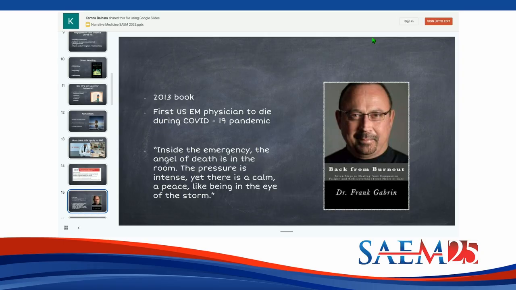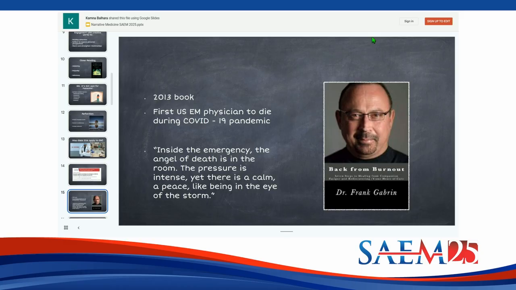This is, I think, a quote that we can all relate to. It's from a book called Back from Burnout by Dr. Frank Gabrin, who unfortunately was the first U.S. emergency medicine physician to die during the COVID-19 pandemic. He published this book back in 2013. I just want you to stop for a minute and think while I read this quote. The quote is, "Inside the emergency, the angel of death is in the room. The pressure is intense, yet there is a calm, a peace, like being in the eye of the storm."